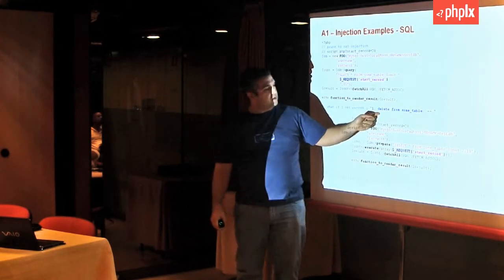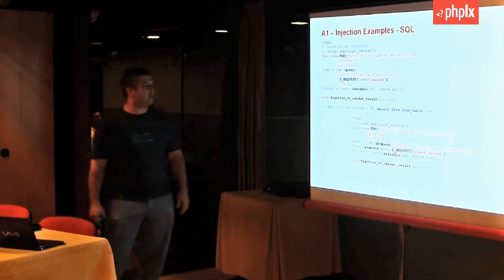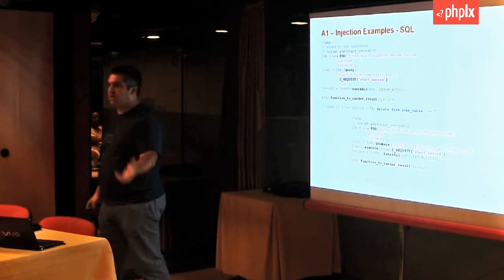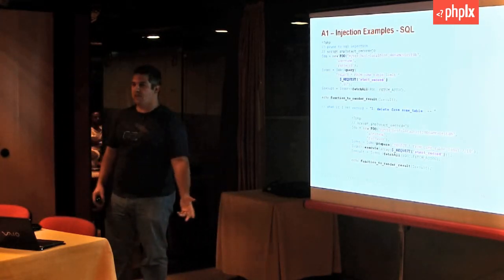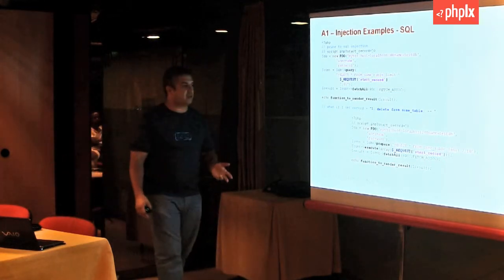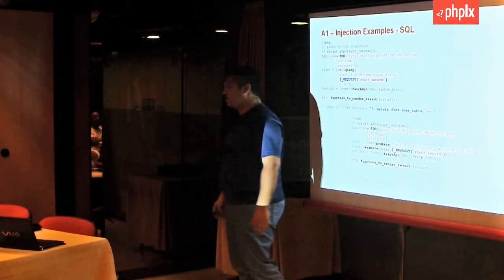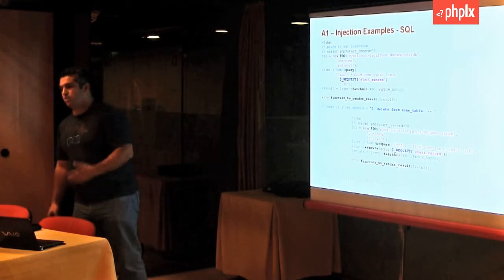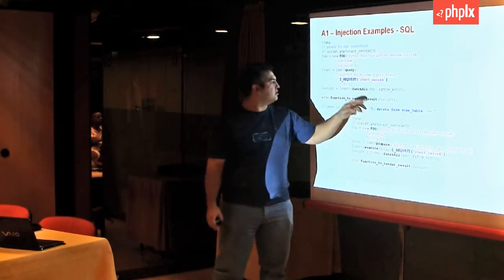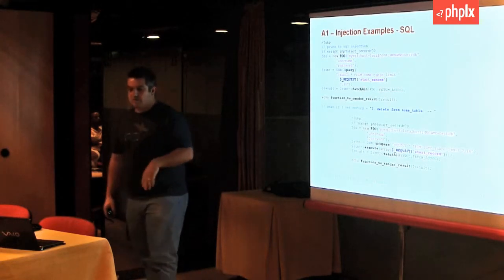semicolon, and then the SQL code that I want, okay? And this is the classic where I want to drop all tables, but this could be like creating an extra user for the application, and then I go to the application and I have admin access, and I can do whatever I want, okay? And these two slashes at the end, well, that's a MySQL or SQL comment, so everything that is after this is ignored, namely this part of the code, okay?